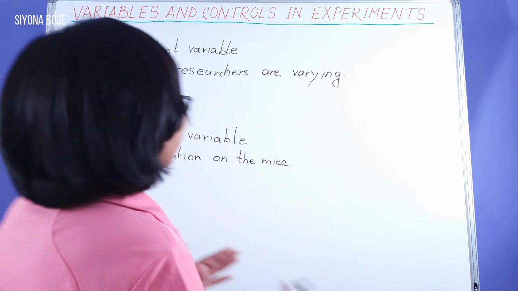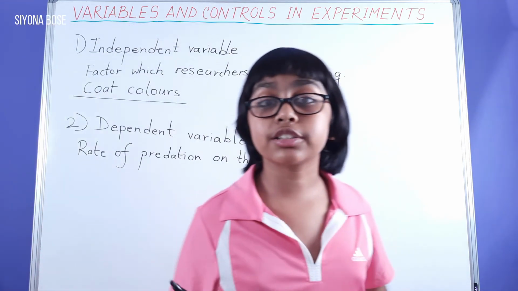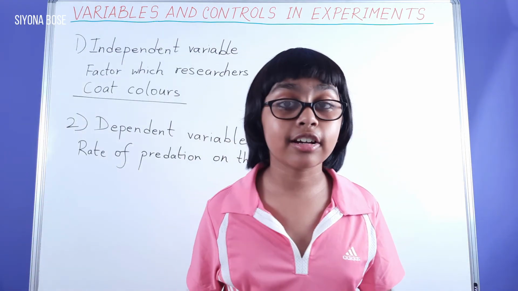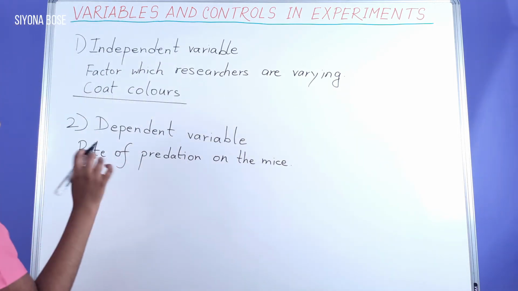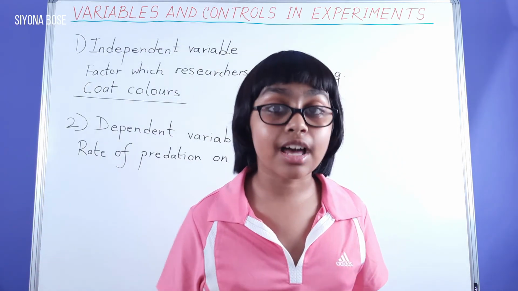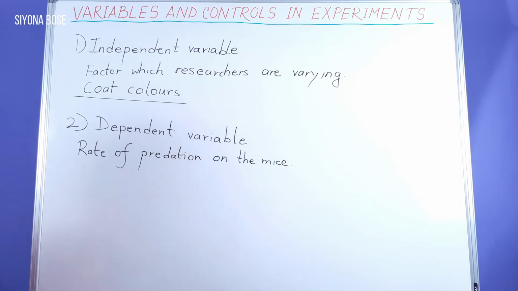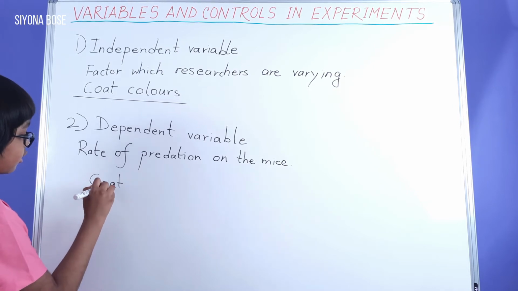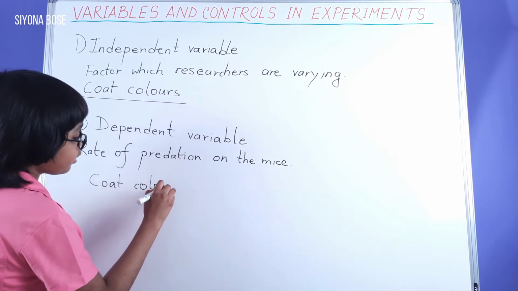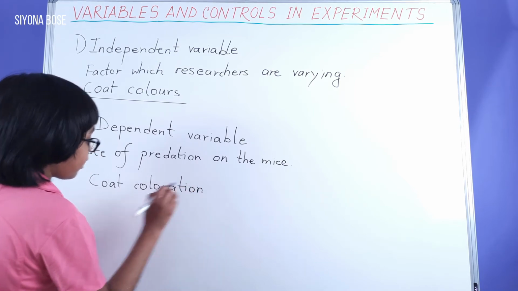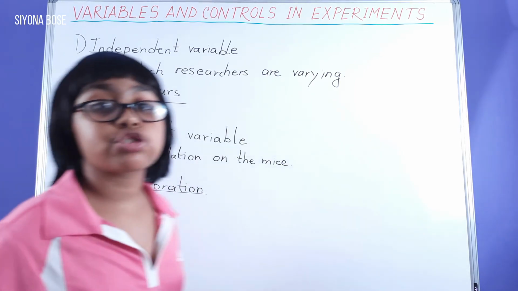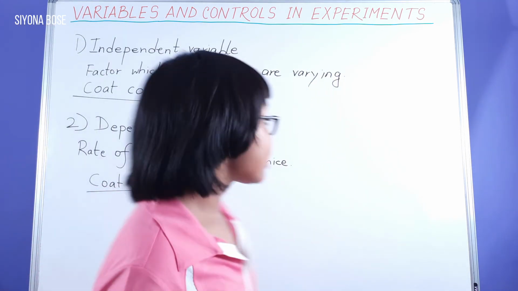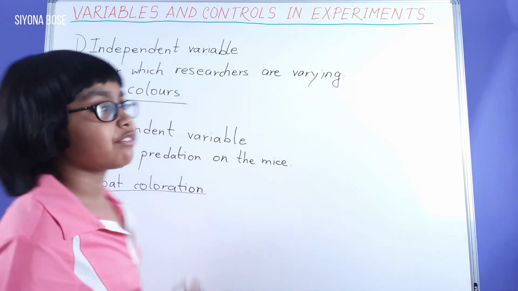Now, in this experiment, we can rule out all other factors like the number of predators or the temperature in the test areas, and we get finally the experimental design. This clever experimental design leaves us only with coat coloration as the last thing which we can rely on. So that was about dependent variables and independent variables.